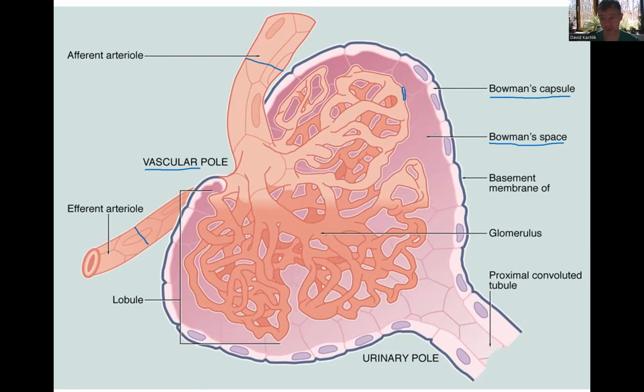And this space, the Bowman space, is filled with the primitive urine, with the 180 liters of the primitive urine. And then it leaves the capsule into a convoluted part of the proximal tubule. And this part we call a urinary pole of the renal corpuscle. So the glomerulus is the convolute of capillaries, and the Bowman's capsule or renal corpuscle is the whole structure.